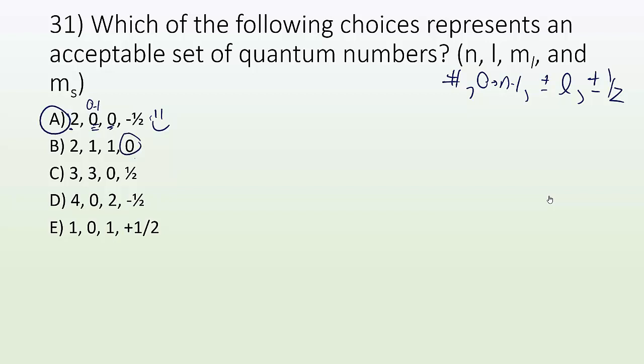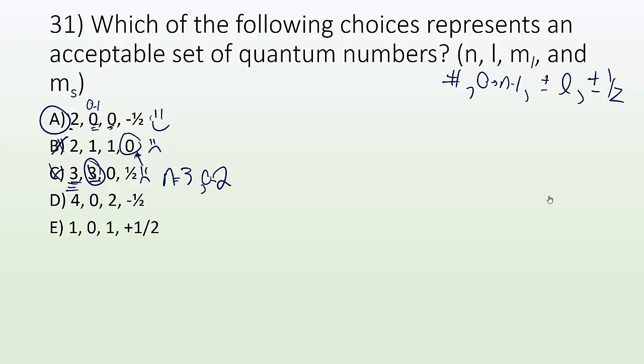This one right here should jump out at you. Hey, that can't be 0. It's got to be plus or minus 1/2, so definitely not B. Frowny face for B. All right, C, we got 3, 3. This 3 right here, if n equals 3, then L can only be up to 2. And it can't be 3, so definitely not C.